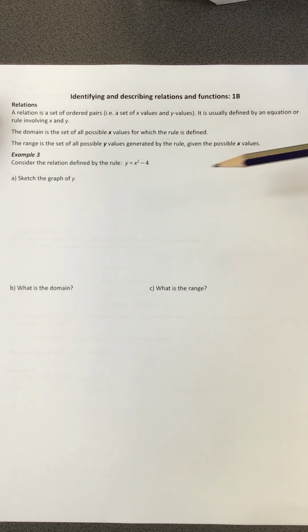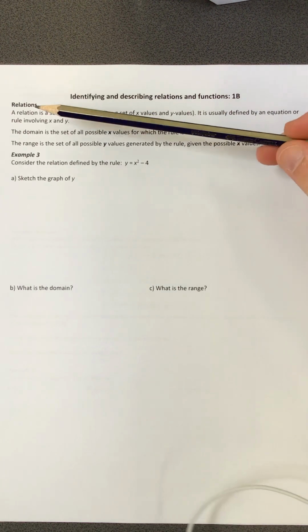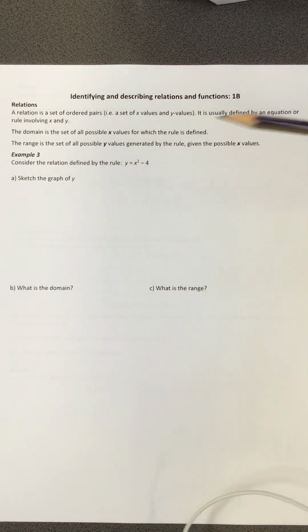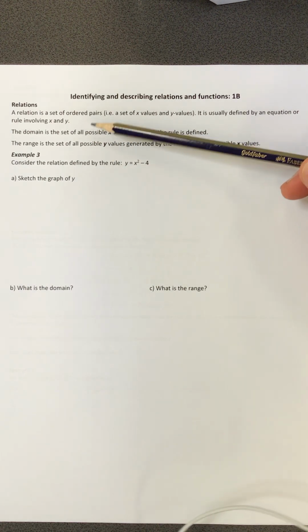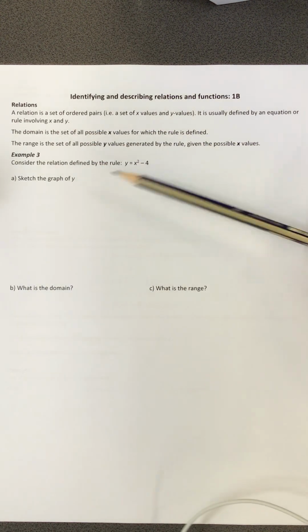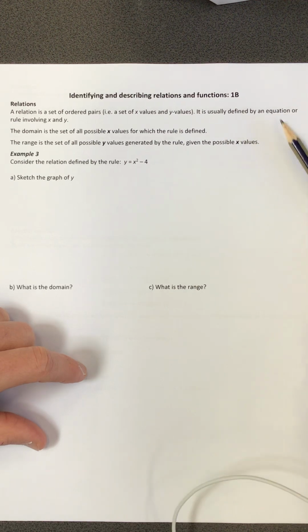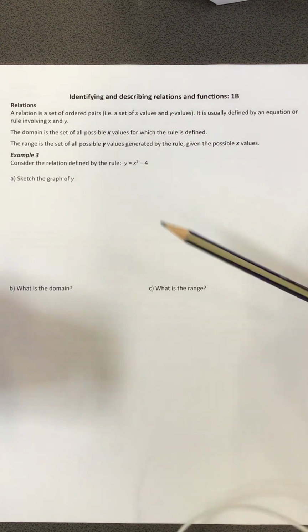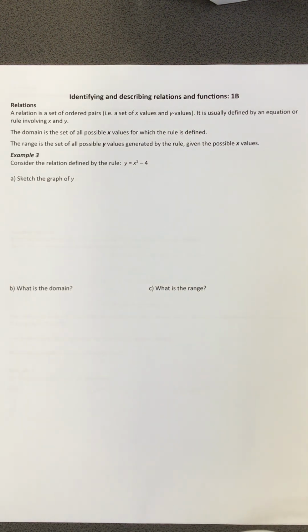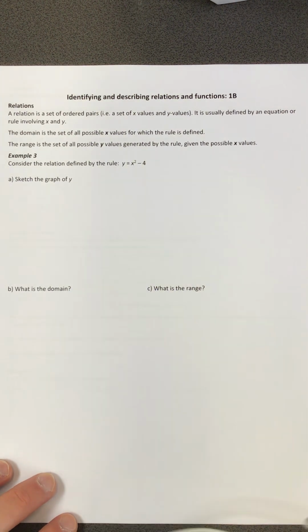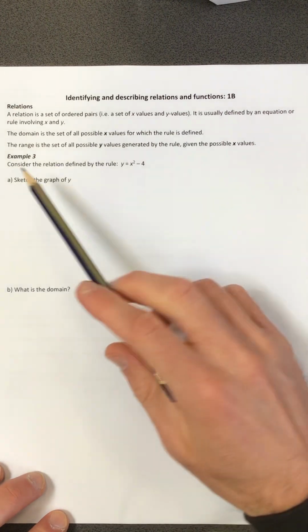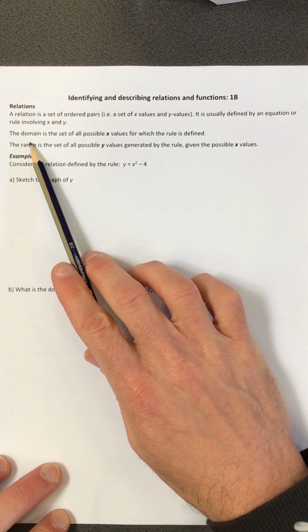First, a few definitions to get our head around. When we talk about a relation, we just mean any kind of connection between x and y. A relation could be a set of ordered pairs, literally just a set of coordinates. It might be an equation that involves x and y, or a rule. It could also be a graph on the Cartesian plane, which is automatically a connection between x and y.